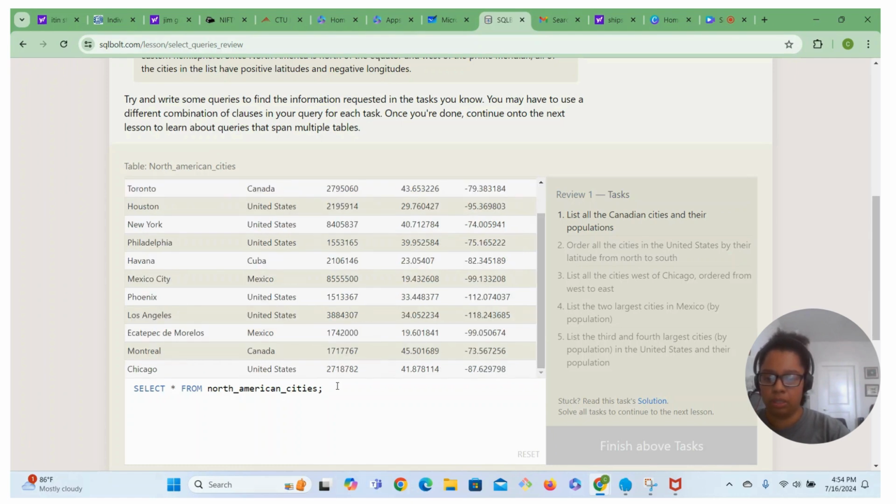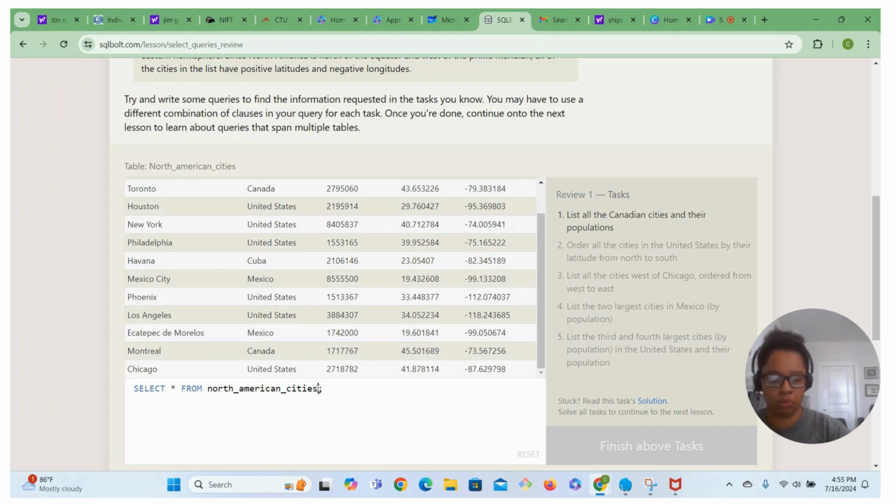And right now the statement we're seeing is the select. So select all from. So it's saying all of them. It's listing all of them. So in here, this is our first task. It says list all the Canadian cities and their populations.